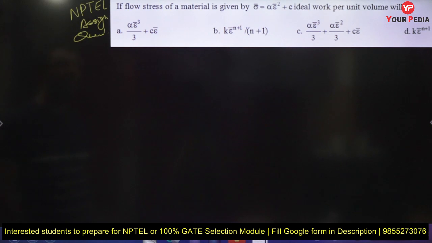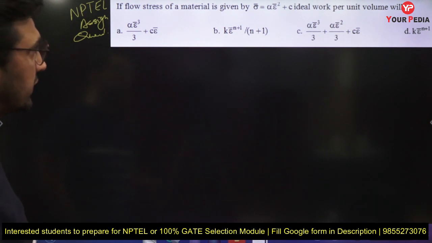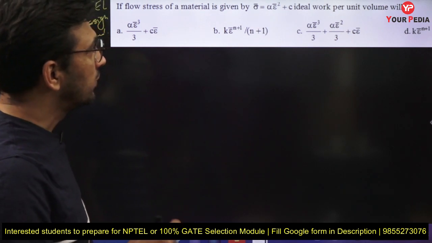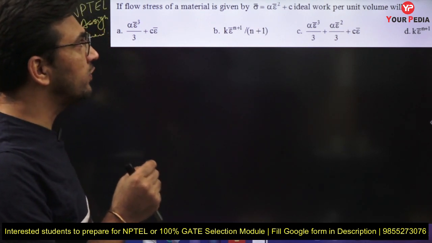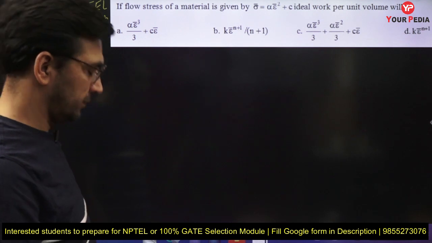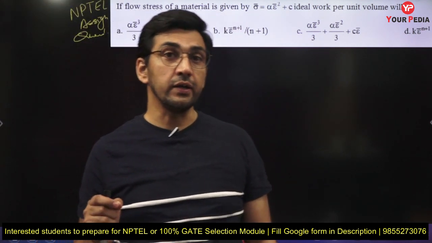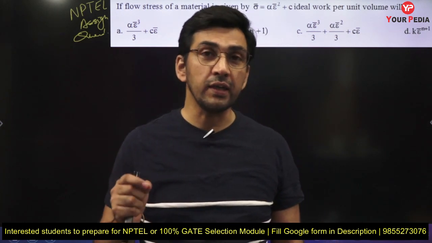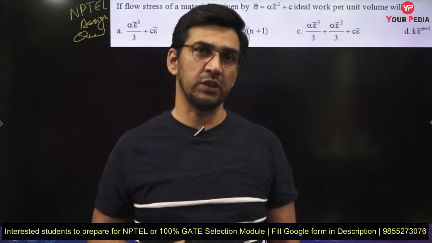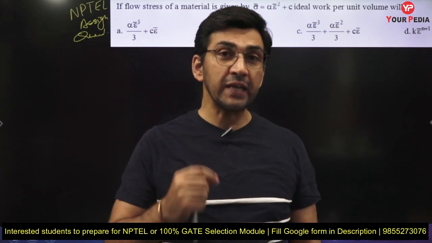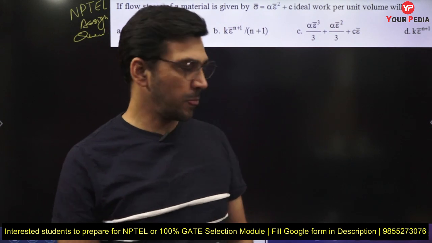Just have a look over there at what it says. If the flow stress of a material is given by, so he has given the flow stress variation, and he asks you the ideal work per unit volume will be. Now basically he is asking you to find the work done in a homogeneous deformation process. That is the ideal work that you do when you plastically deform a material, as simple as that, right?